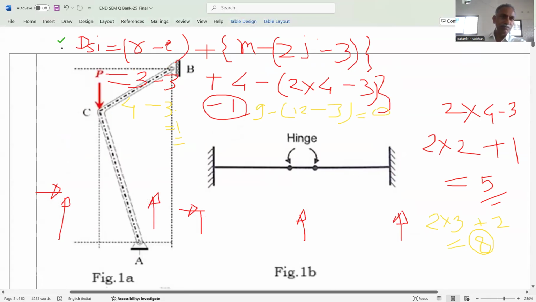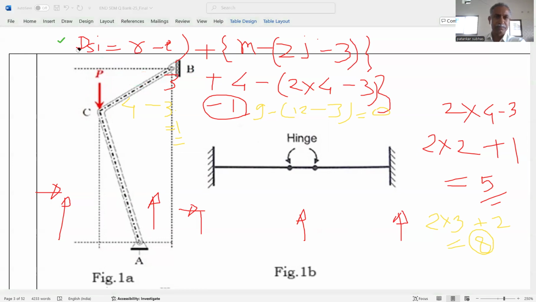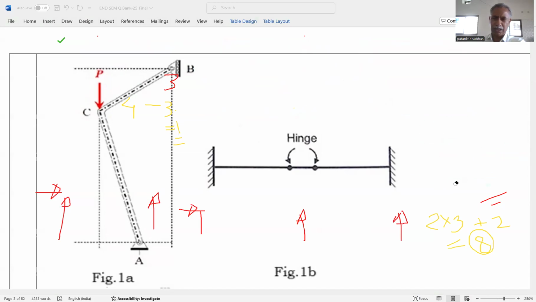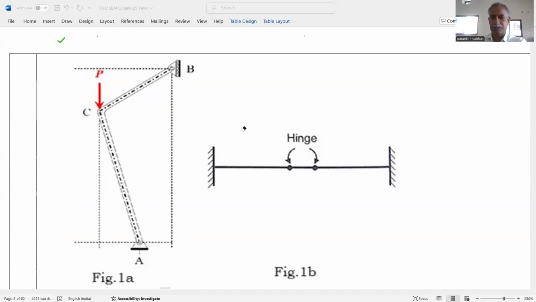So this is the last problem related to the degree of redundancy. So let us discuss this problem. In this problem, we can say that there is a frame, and this frame is connected with the hinge at support A and roller at support B, and the load is applied. But from redundancy point of view, we do not consider which type of load is there, but we have considered only the reaction component and the equations available.